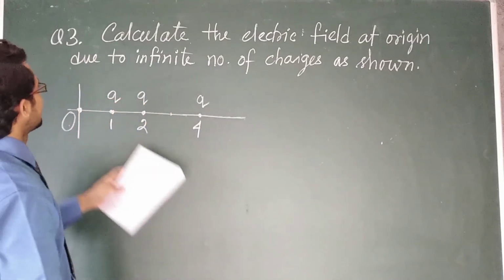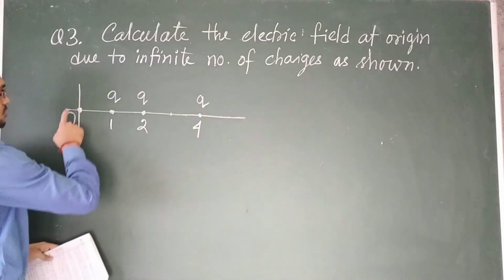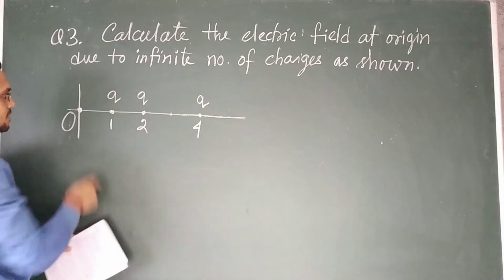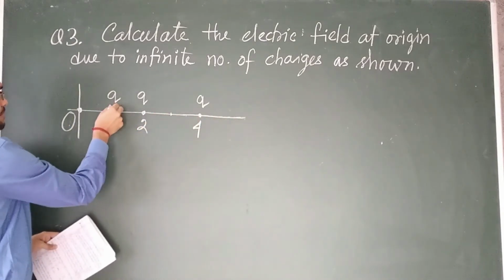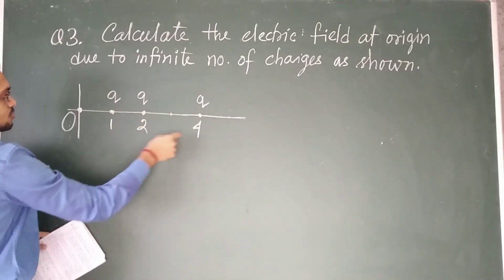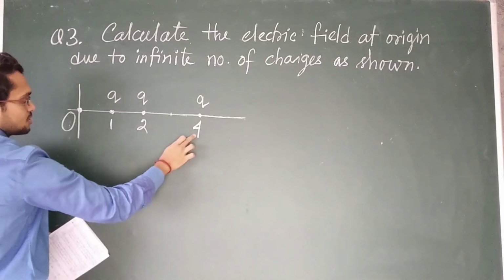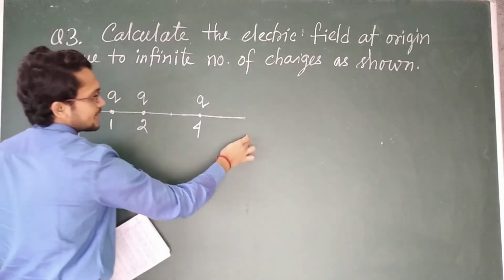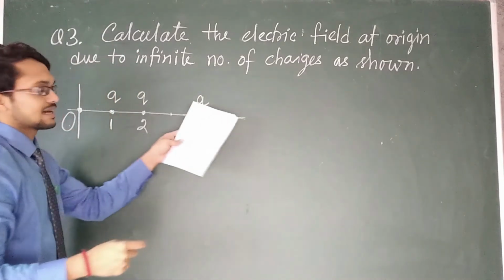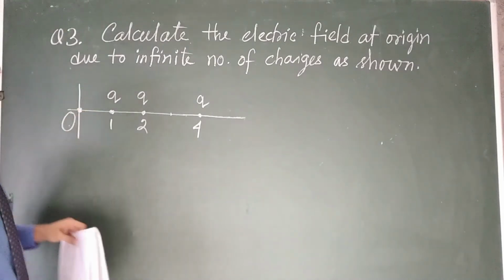Calculate the electric field at the origin due to an infinite number of charges as shown. Suppose this is the y-axis, this is the x-axis, and on the x-axis similar charges are placed at different points: 1, 2, 4, then 8. 1 into 2 is 2, 2 into 2 is 4, 4 into 2 is 8, 8 into 2 is 16. In this way we place these similar charges. We have to find the electric field at the origin.